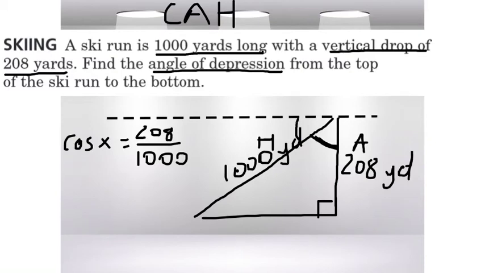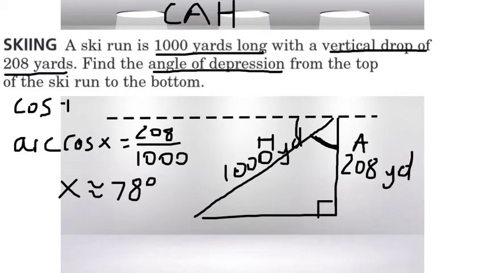So 208 divided by 1,000. Again, we want to type that in Desmos. We are using inverse, so if you're using Desmos, it's arc cosine. If you're not using Desmos, it's cosine to the negative first power. Okay, it's just the inverse. So let's go and type that in. After you do that, you're going to find that that's going to be equal to about 78 degrees. However, keep in mind, that's this angle.